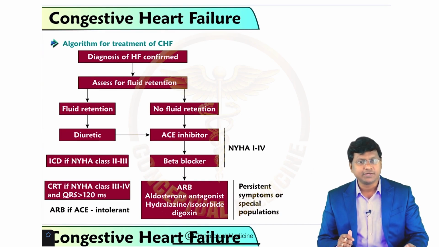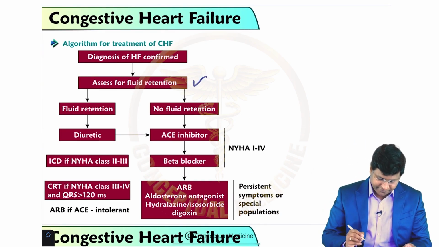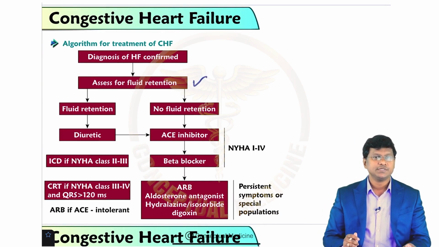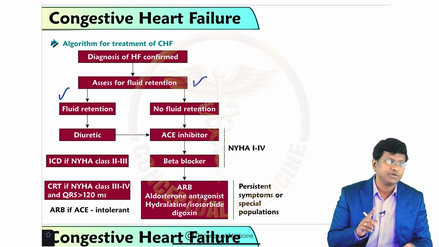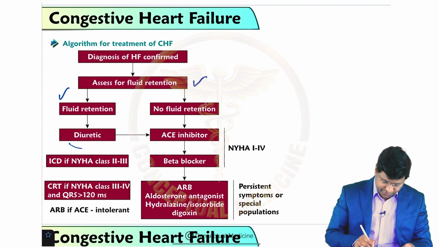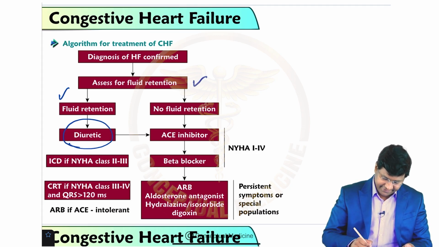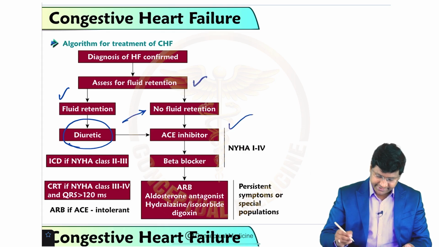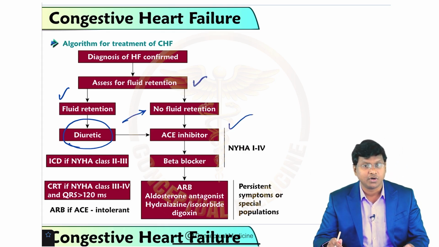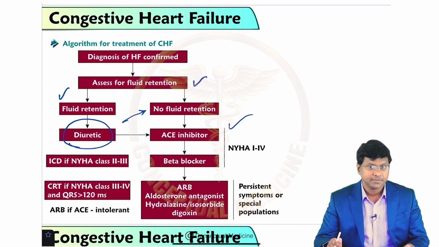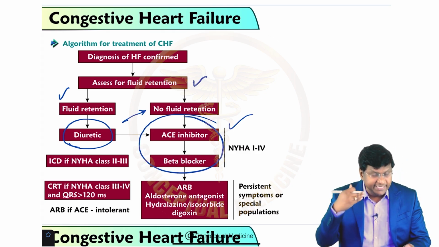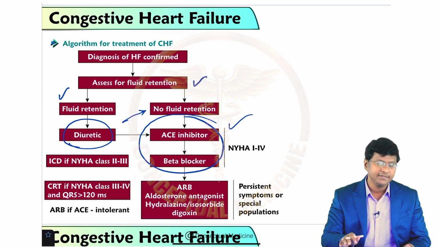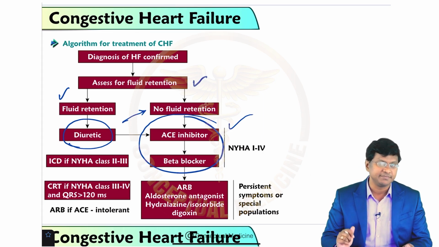So once the diagnosis of heart failure is confirmed, first important thing is you need to assess the fluid retention. Is it present or absent? If there is fluid retention, don't give beta blockers or ACE inhibitors. First you need to give diuretics. And if there is no fluid retention, then you need to give the ACE inhibitors or the beta blockers have to be given. Now with ACE inhibitors and beta blockers, if the individual's symptoms improve, then we continue the same ACE inhibitors and beta blockers.